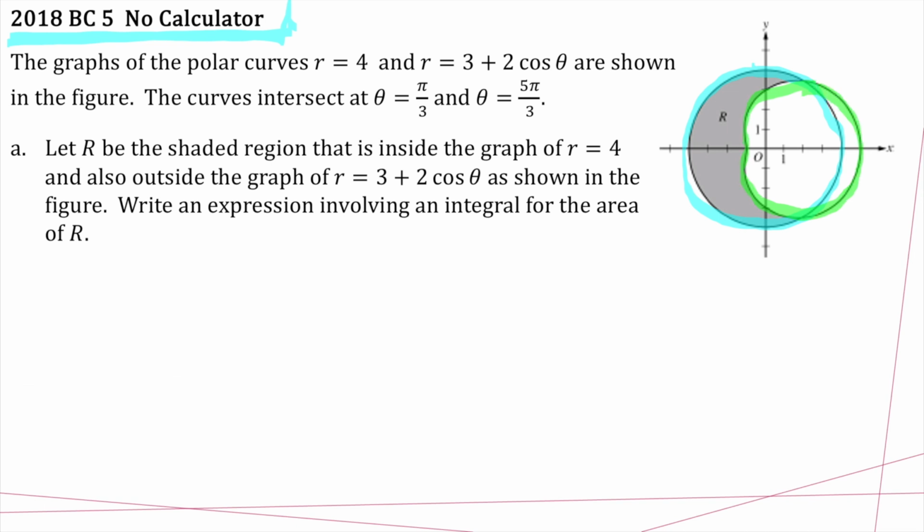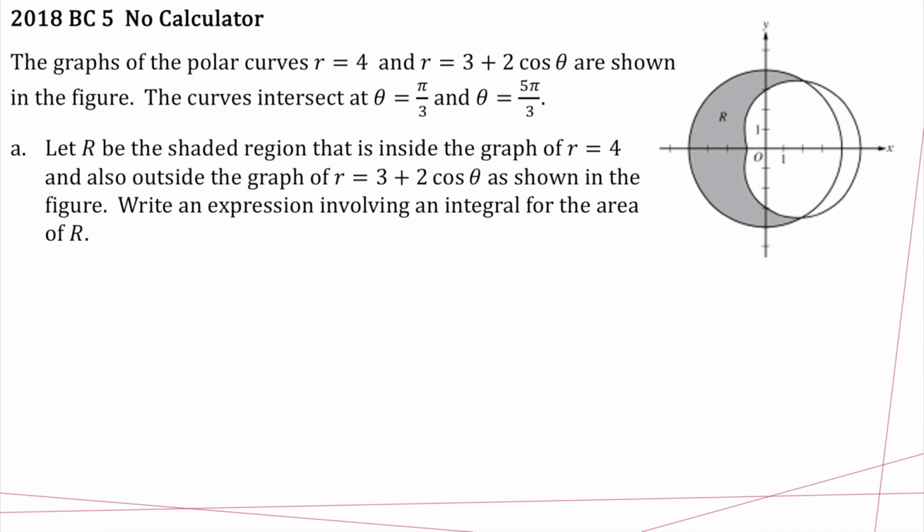The curves intersect at pi over 3 and 5 pi over 3. Yay! They told us the intersections. Let R be the shaded region that's inside the graph of r equals 4 and also outside the graph of r equals 3 plus 2 cosine theta, as shown in the figure. Write an expression involving an integral for the area of R.